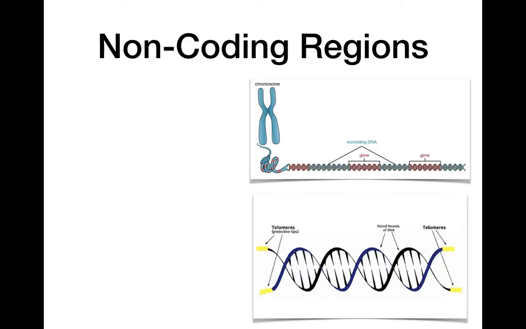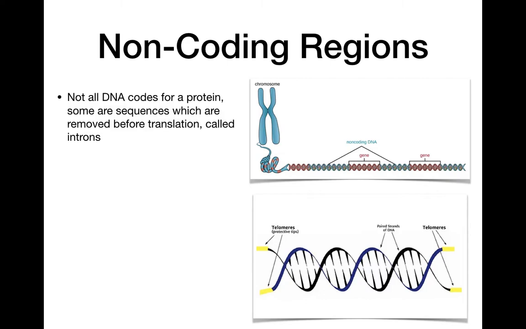Okay, let's talk about other parts of the DNA. So not all the DNA codes for proteins. Some are sequences that are non-coding regions that have different kinds of purposes. Some are removed before translation. There's one purpose, we call them introns. So introns, we'll talk about RNA processing later, but introns are the non-coding parts that are going to be removed in the DNA. Only the exons leave the nucleus.